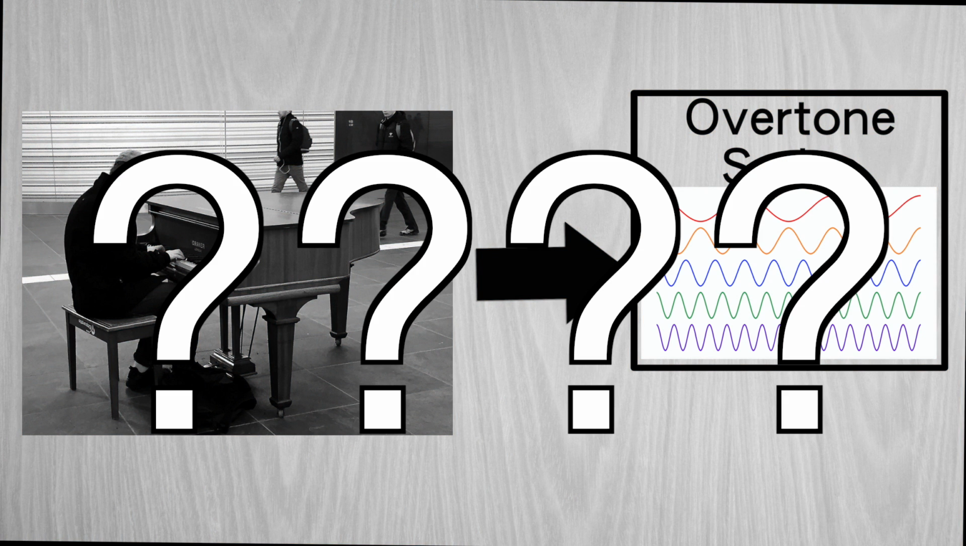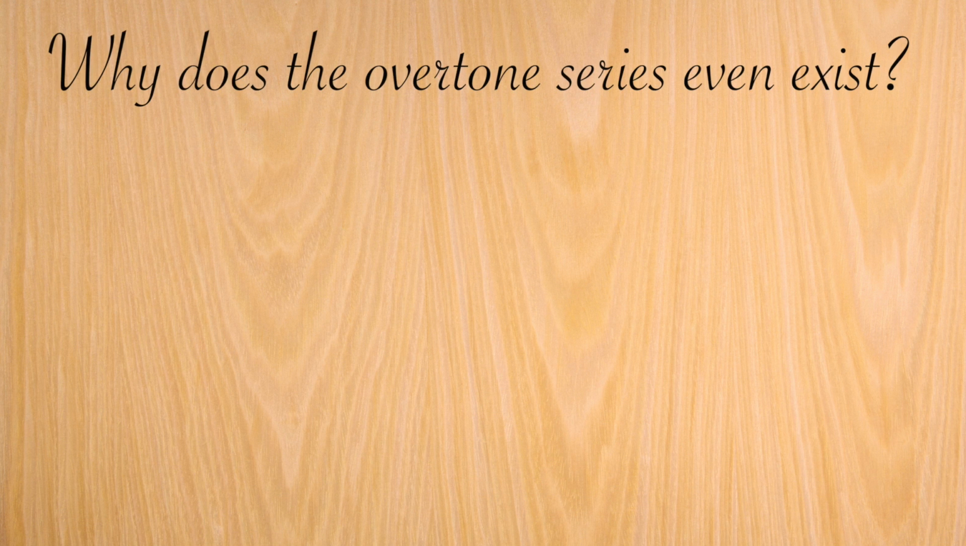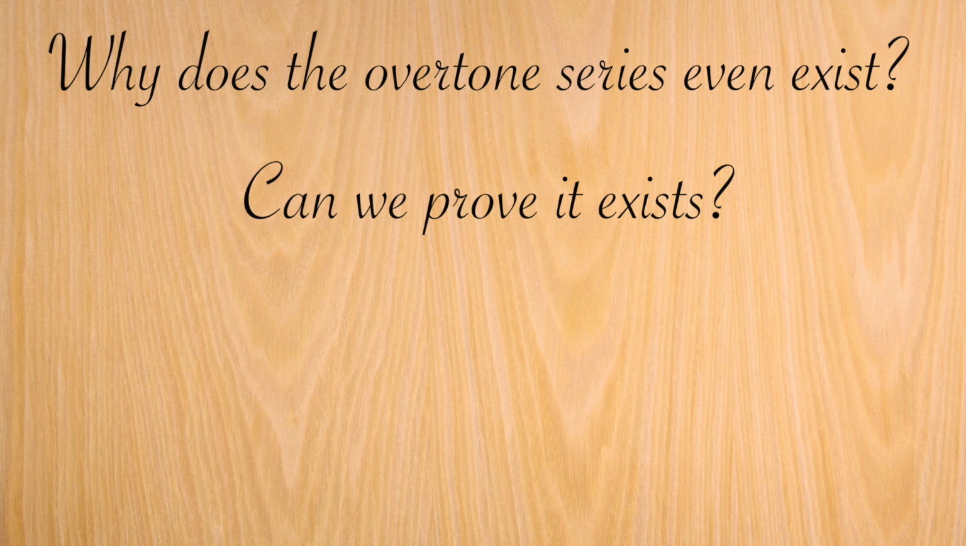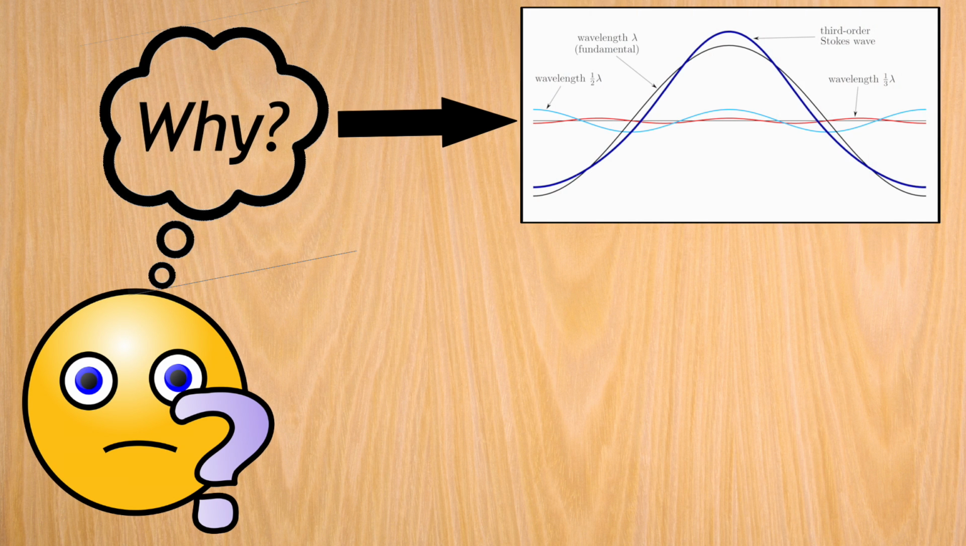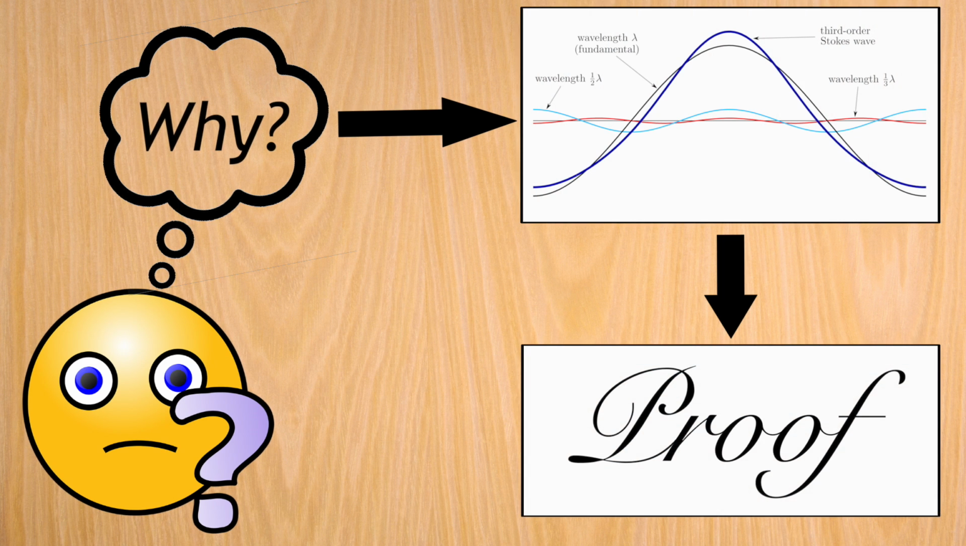Wait, I know we learned all this in the last video, but why is it even true? Why does the Overtone Series even exist? Can we prove it exists? Let's see if we can figure out why the Overtone Series might exist, because that may help us understand the physics of it all. Then maybe we'll know how to prove its existence.